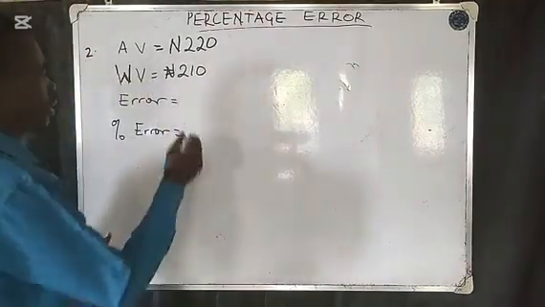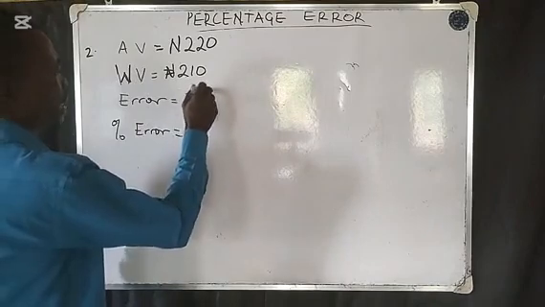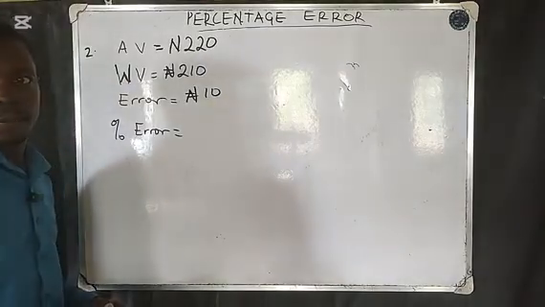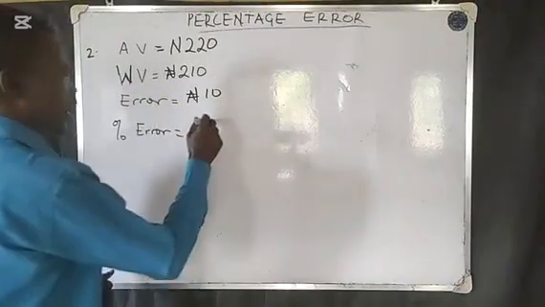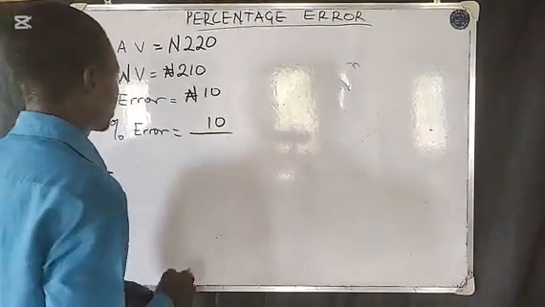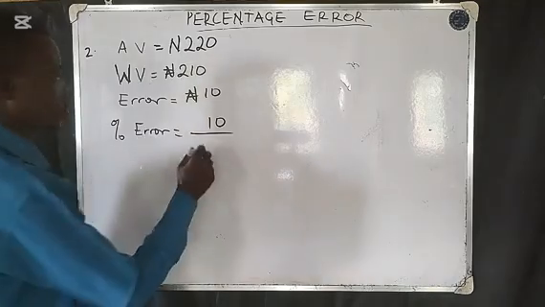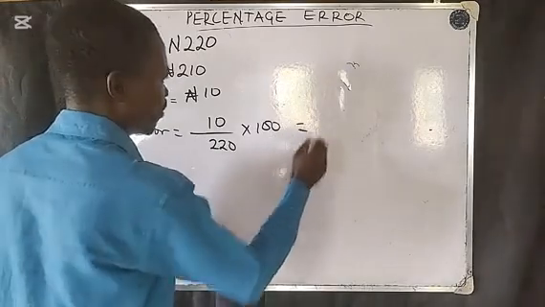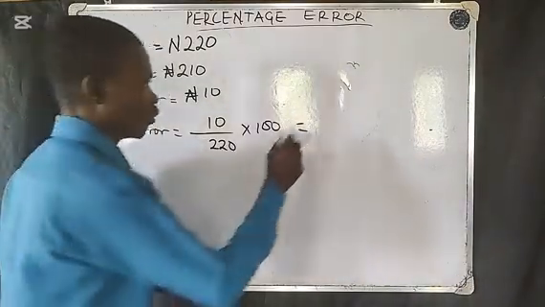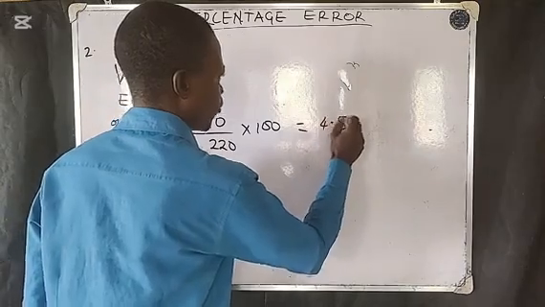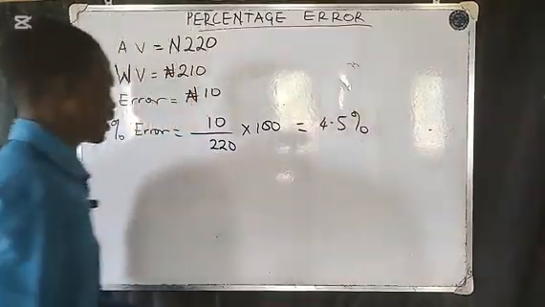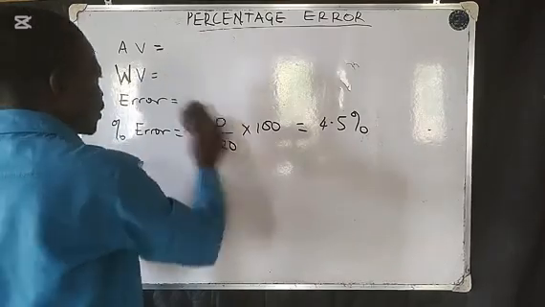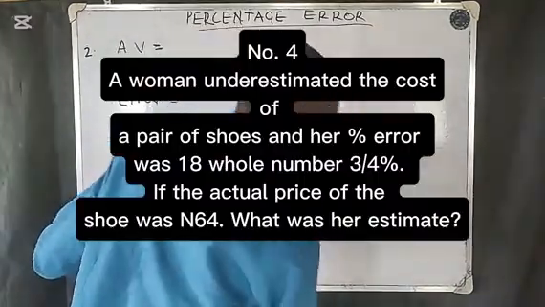So what is the error? The error is going to be 10 naira. Am I right? What is going to be the percentage error? Error over actual. Which one is the actual now? 220, right? Then multiply by 100. Give me the value. 4.5%. That is the percentage error. Give me the next one fast without wasting time. Number 4. Give me.